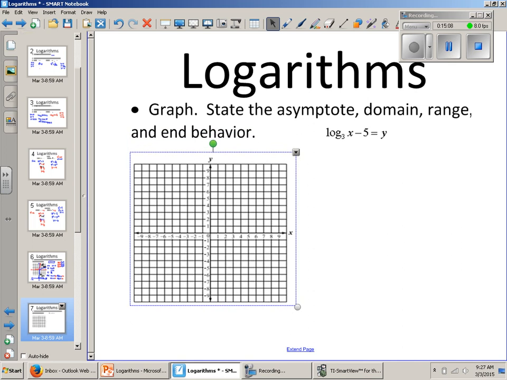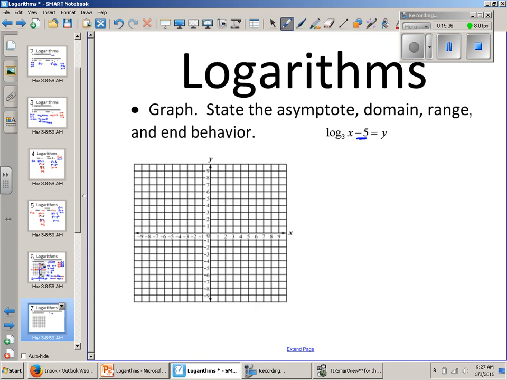All right, let's look at this graph. Log base 3 of x minus 5 equals y. Does this equation look similar to the last equation that we just graphed? Yes, it does. Only difference here is that minus 5. So if we remember what we've learned all year long, what does that minus 5 do to the parent graph?